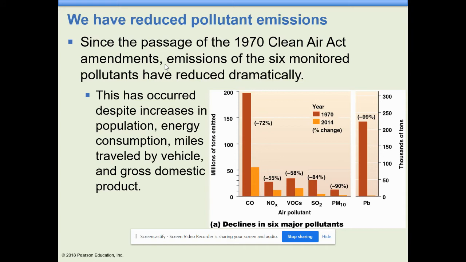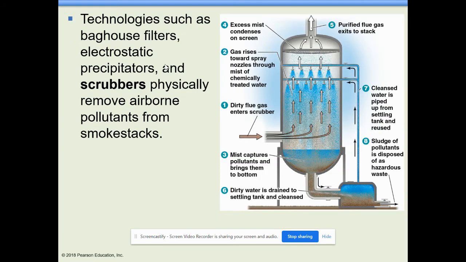Over the course of the last 40 years, or 50 years rather, we've been monitoring these 6 pollutants and we've reduced these pollutants, even though the number of Americans over the last 50 years has gone up and the amount of energy we've used per person has gone up. That's a great testament to the EPA and to our government's efforts. How do we do this?